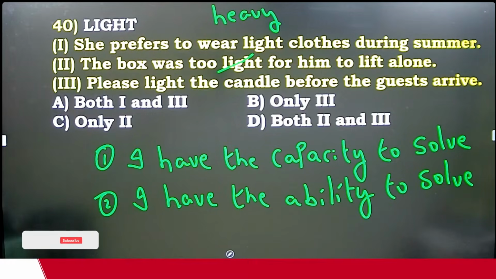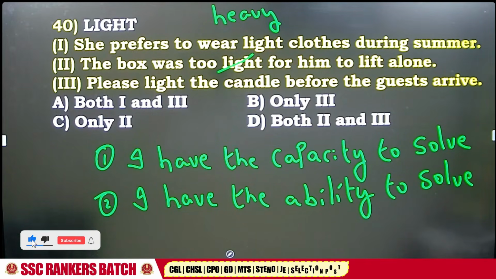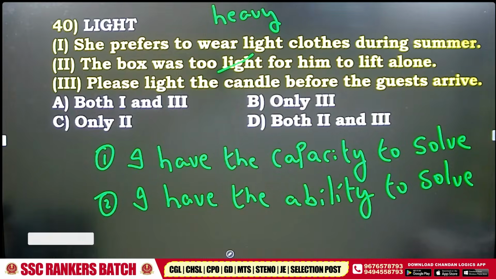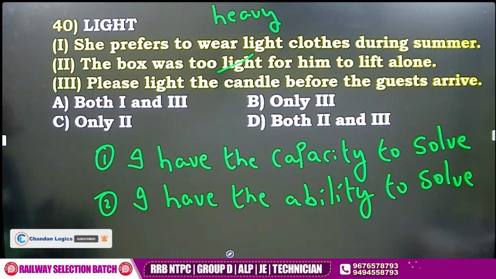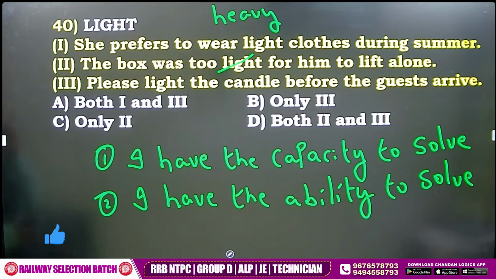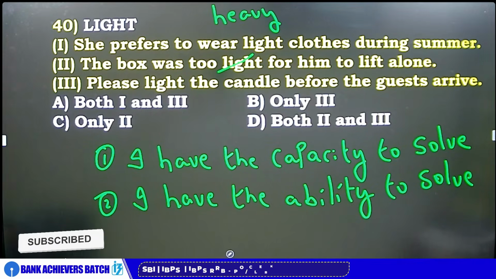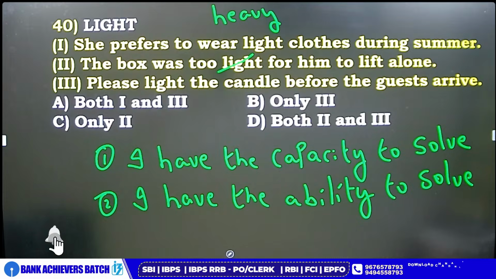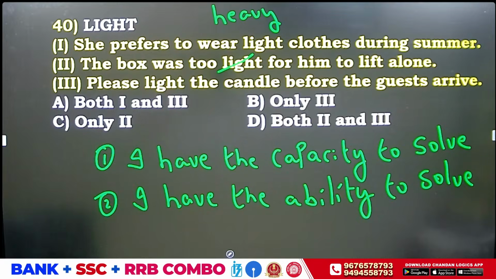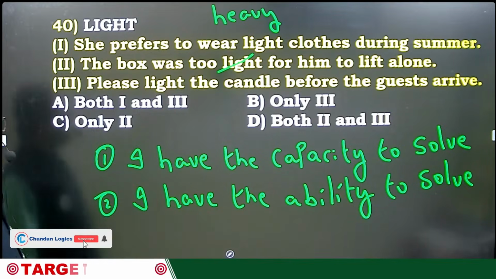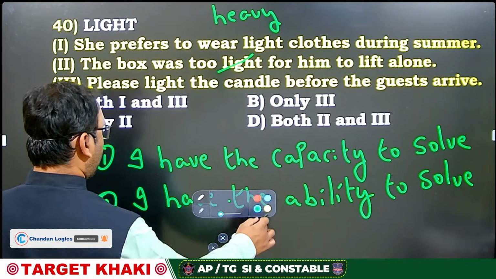Guys, between the 1 and 2 sentences, can you tell me which sentence is wrong and why? I have the capacity to solve this problem. I have the ability to solve this problem. Which sentence is wrong and why is it wrong? Can anybody tell me the answer quickly?